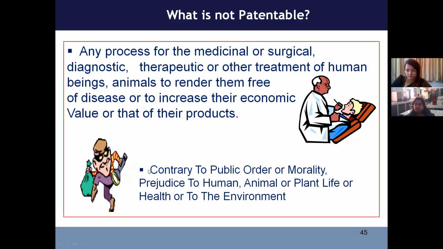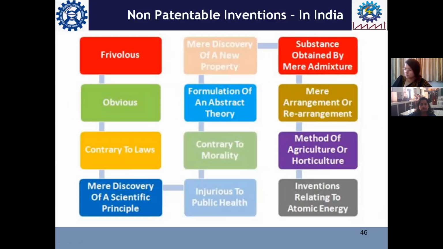And as I told, any kind of acts or performances which are contrary to public order or morality, to the health of animal or plant life, or to the environment, are not patentable again. So therefore, here is the summary of the kind of inventions which are listed under Section 3 and Section 4 of the Indian Patent Act 1970, which are not patentable.